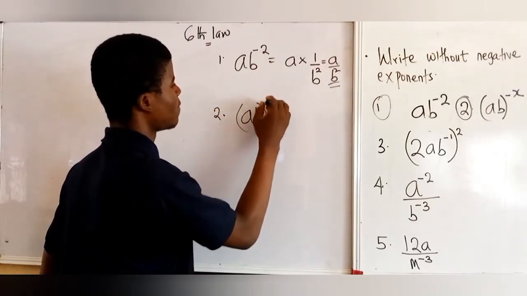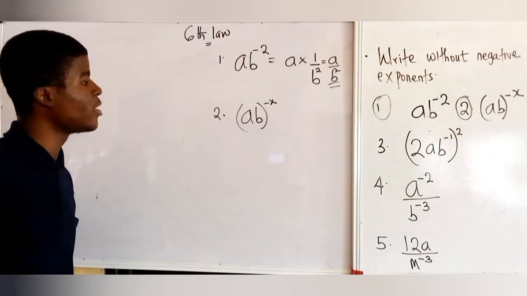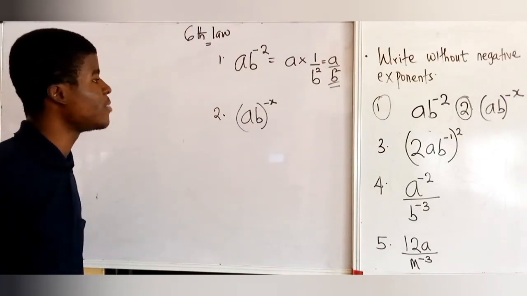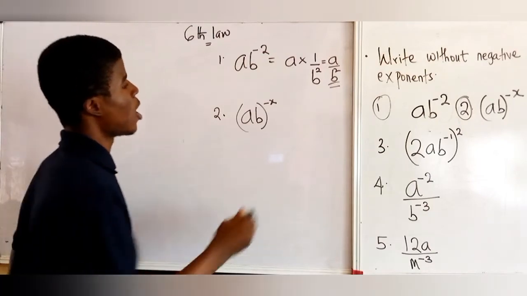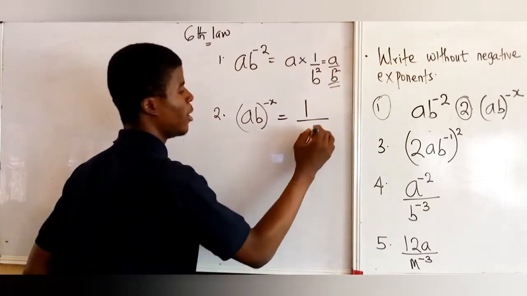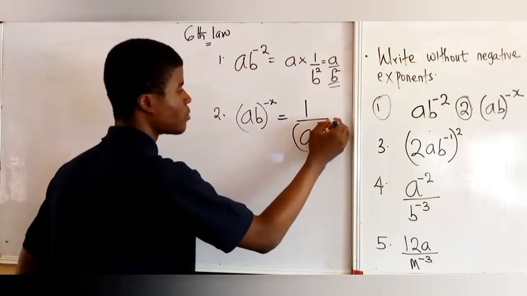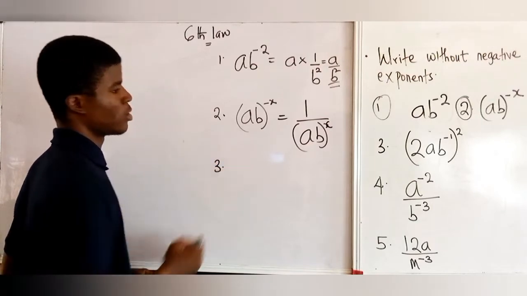a b to the power of minus x. In this case, everything here is being affected. Everything in the bracket is being affected. So I will take the simple reciprocal, 1 over a b all raised to the power of 4x. This is the solution. Question 3.